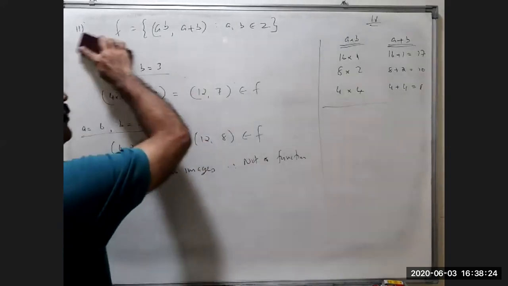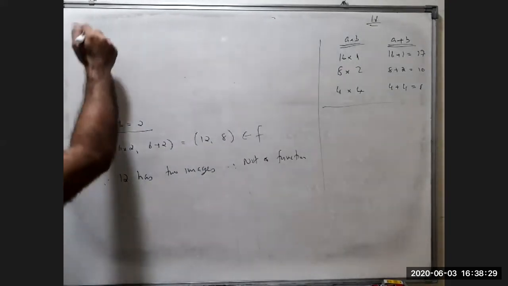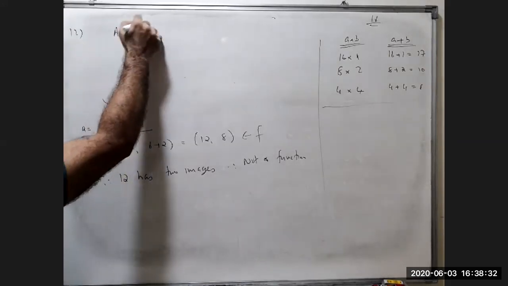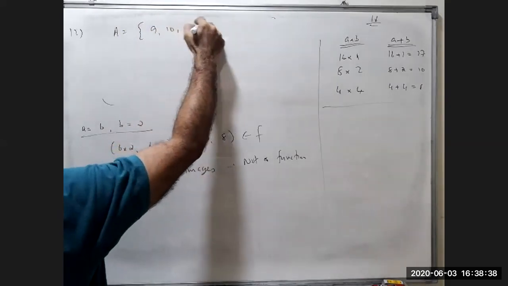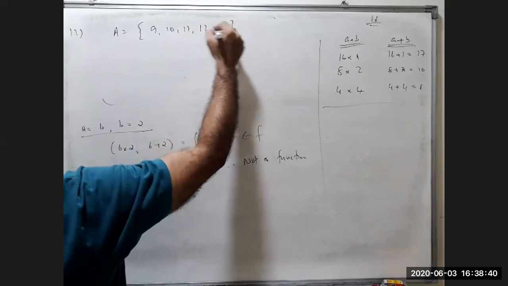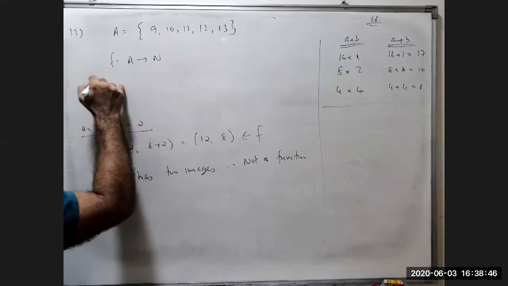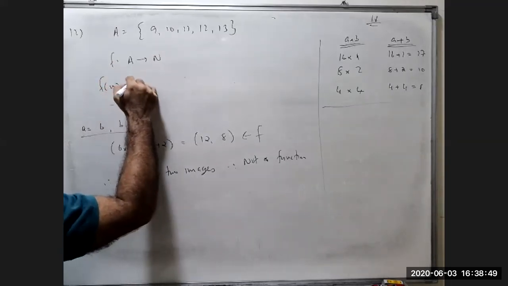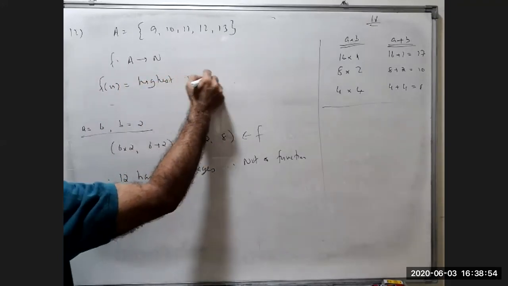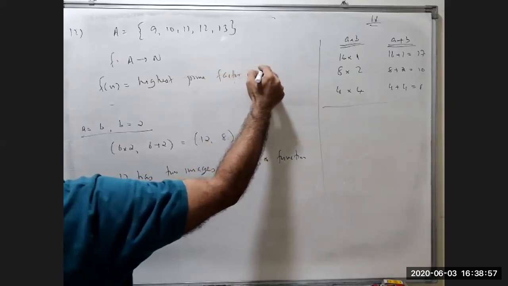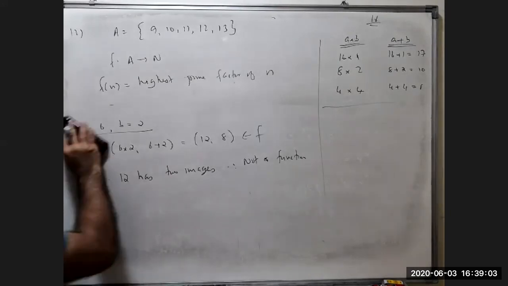Again, the last one I will give you as homework. Question number 12. A is equal to 9, 10, 11, 12, 13. F from A to N, defined as F of N is the highest prime factor of N.